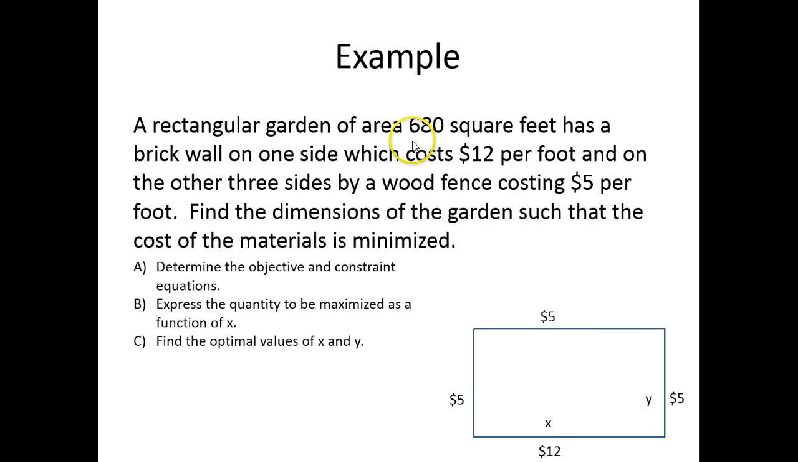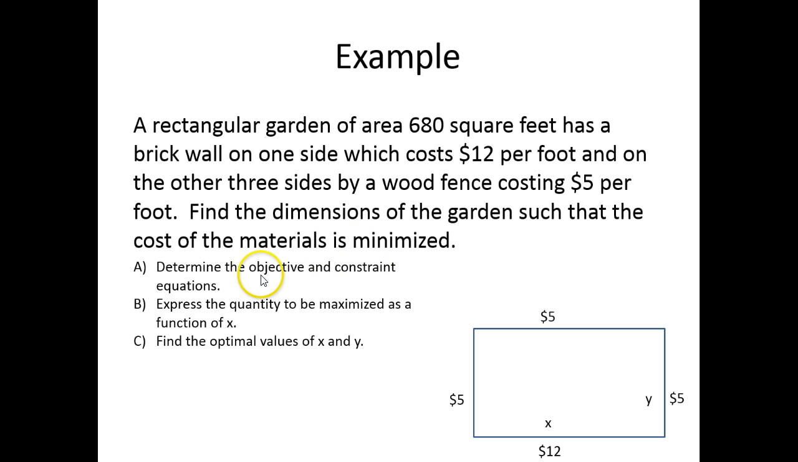There's another similar problem here. This one's very subtly different though, and it's very important that we understand the distinctions between the objective and the constraint equations. This one reads: a rectangular garden of area 680 square feet has a brick wall on one side which costs $12 per foot, and on the other three sides a wood fence costing $5 per foot. Find the dimensions of the garden such that the cost of the materials is minimized.